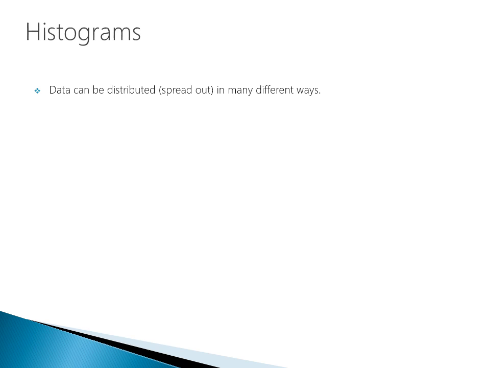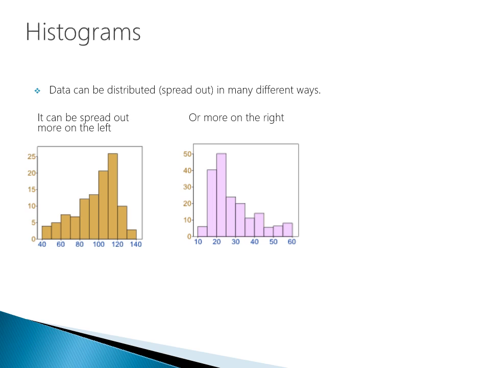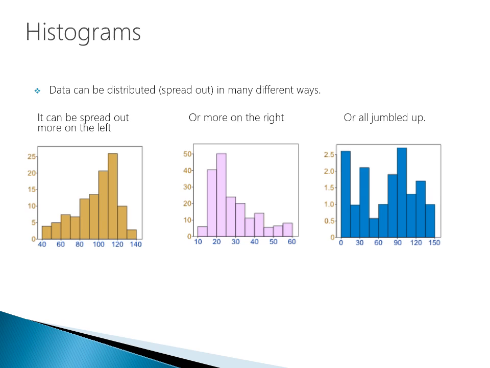The data can be spread out or distributed in many different ways. When we look at distributions, it can be spread out more on the left-hand side, which are just more bins that appear on the left-hand side, or more on the right-hand side, which shows more bins on the right. Or it can be all jumbled up. We can look at this block of data and we don't see a discernible pattern. Okay, so when we're looking at the data, just make observations of what's the shape? How does the data actually look?